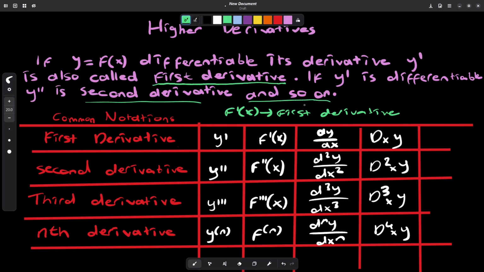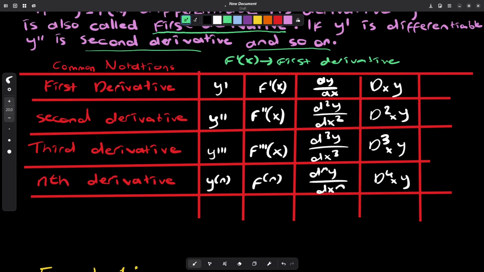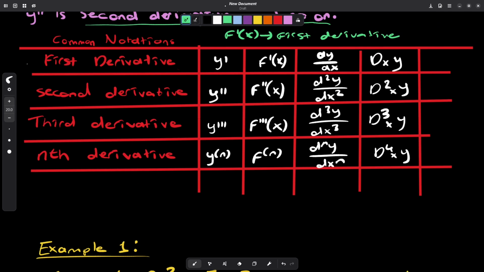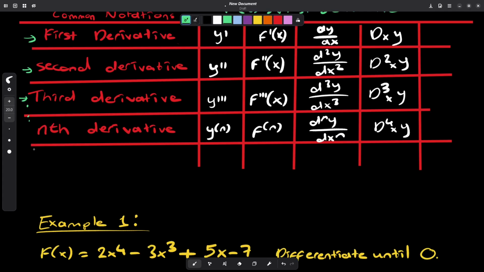The idea is really simple. We can differentiate a function as many times as we want. We have common notations for this concept. First derivative, second derivative, third derivative, fourth, fifth, it goes on and on. The important one is the nth derivative, because in problems we will see we want to differentiate a function n times. It will ask us the nth derivative.